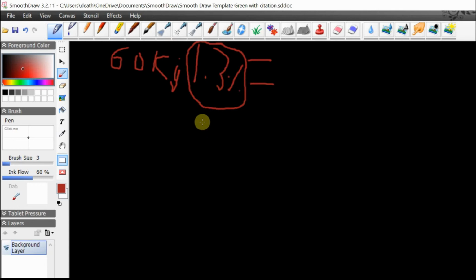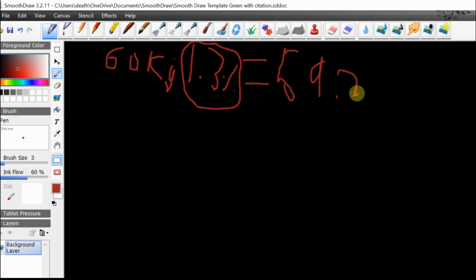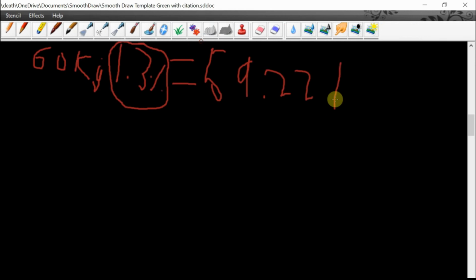So that means we get about 59.22 kilograms of uranium-235 that don't go through the fission process. Like I said at the beginning, what we have to do with that number is try to get it to as small a number as possible.